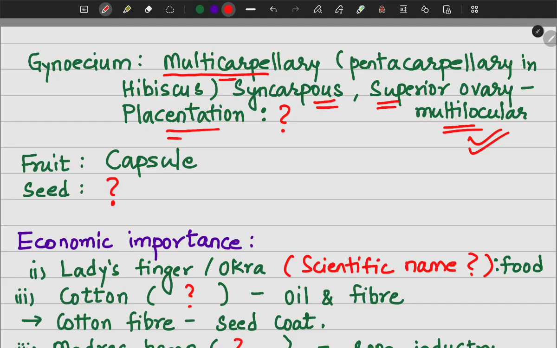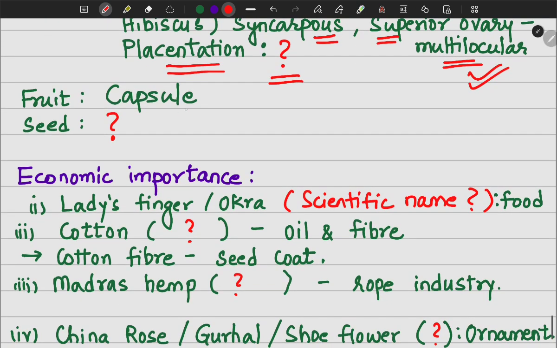Now can you guess the type of placentation present in the ovary? If you remember, in the type of placentation, in one of the examples we studied the example of China rose. So based on that you can make a guess here, the type of placentation which will be present in the Malvaceae family, and write down in the comments below. Alright. Now the fruit of the Malvaceae family will be called capsule, and seed you can also guess whether it will be endospermic or non-endospermic, right? So write down in the comments below.